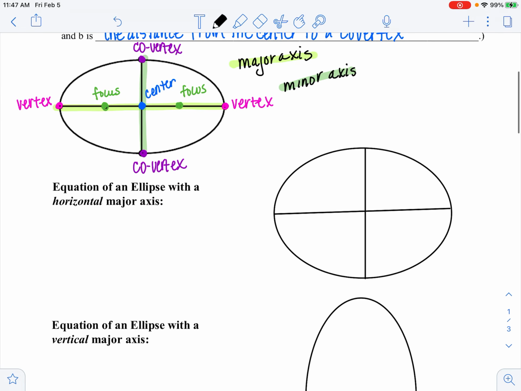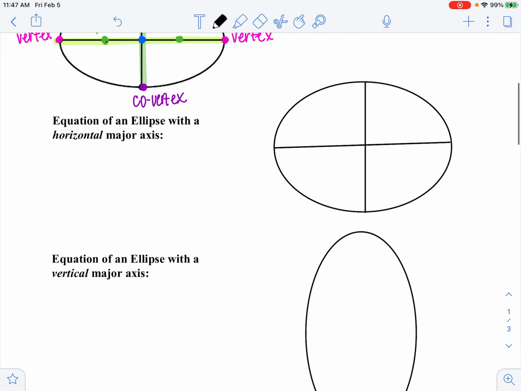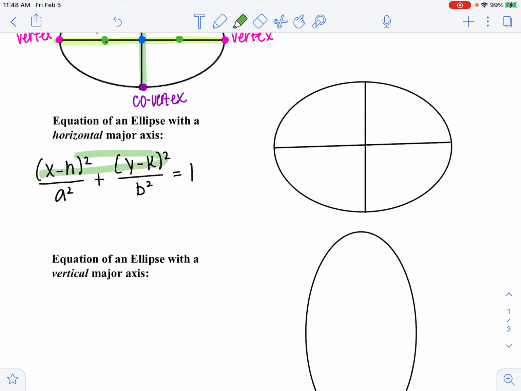Okay, so this first one is a horizontal ellipse. I'm going to give you the equation first of a horizontal ellipse, then I'll explain what the variables represent. So it is x minus h squared over a squared plus y minus k squared over b squared equals 1. This numerator might look familiar because that's the equation of a circle right there. But the division by a squared and b squared makes it an ellipse instead.